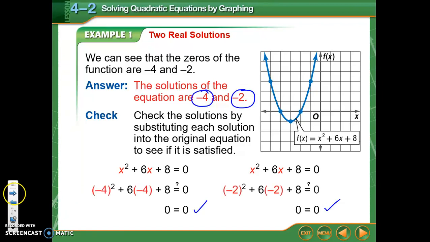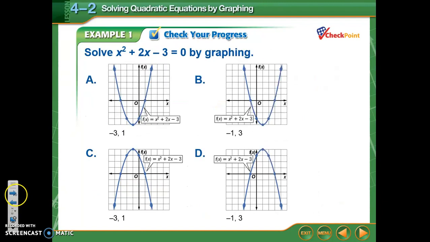Okay, now it is time for you guys to try one. So solve this equation by graphing. Make your table of values around your axis of symmetry, graph, and find the zeros. All right, if you solved this correctly, your answer should have been A. So your solutions are x equals -3 and x equals 1.